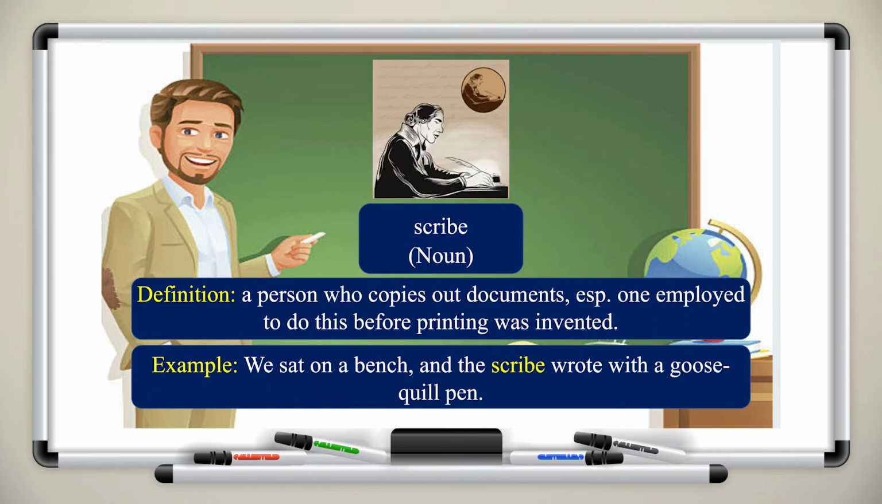Scribe is the last word here. It means a person who copies out documents, especially one employed to do this before printing was invented. So he used to copy down information to pass it to different people. So, for example, we sat on a bench and the scribe wrote with a goose quill pen. So the one who copies wrote using that pen.